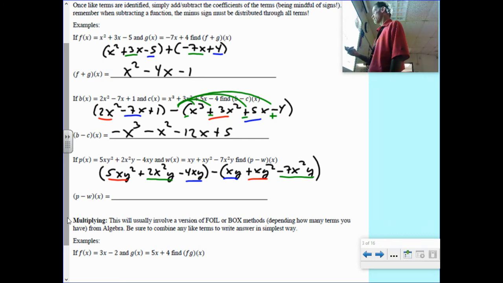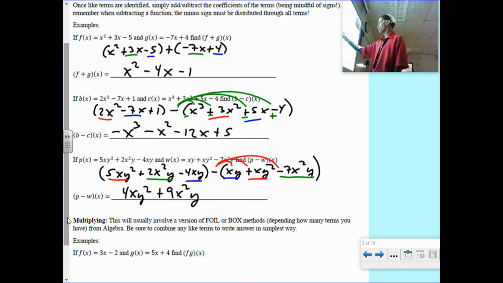But remember, we also have to remember to distribute that minus sign. So that minus sign is going to hit all 3 of those. So my final answer, and again here the order doesn't matter as much. We have 5xy squared minus xy squared, so that's going to be 4xy squared. And then we've got the 2x squared y plus 7x squared y, so that's going to be 9. And then lastly, the xy terms, you have negative 4xy minus xy, which would be negative 5xy.